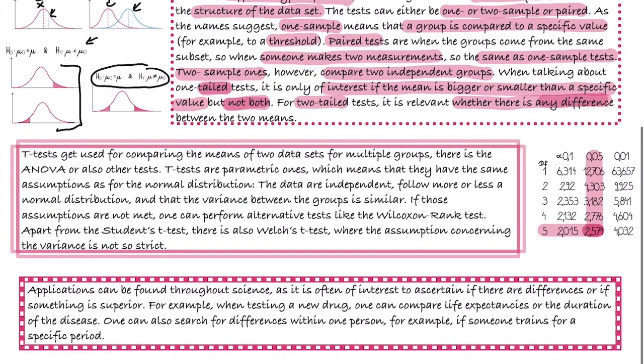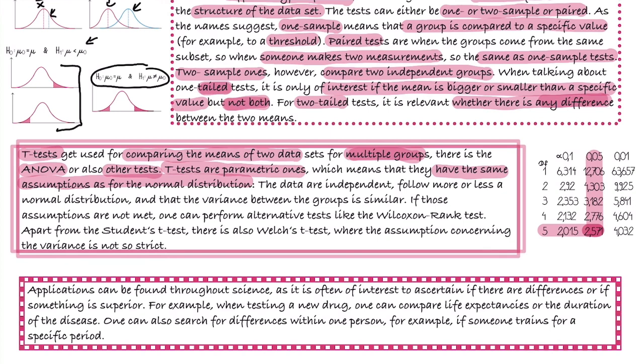Now, we use t-tests to compare the means of two data sets. But if we're talking about multiple groups, there is the so-called ANOVA or also other statistical tests. T-tests are parametric ones, which means that they have the same assumptions as for the normal distribution. If you're not completely familiar with normal distribution, there's a separate video about that linked above.